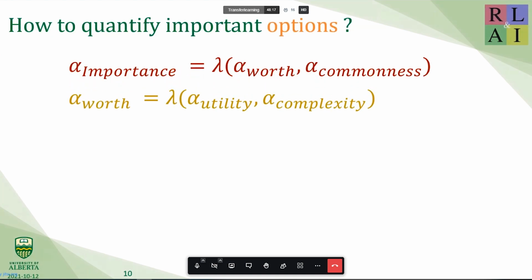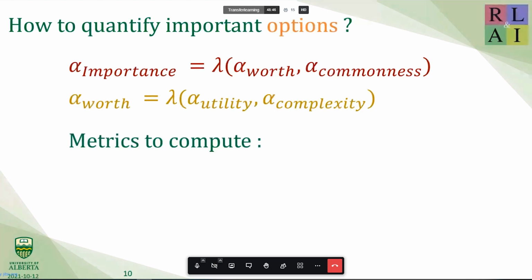And this worth, you can also separate it between two other variables. One is the utility, so how much reward you expect to get if you play this option. The other is the complexity, so how hard it is to learn and execute that option.